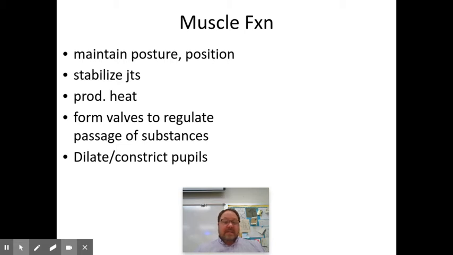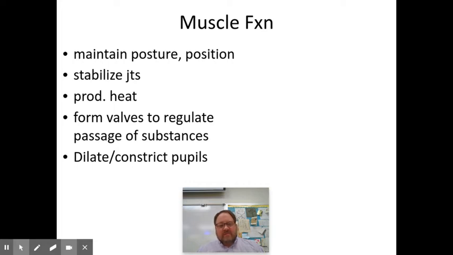Muscles need a lot of ATP to contract, so they have a fairly high metabolism, so muscles can generate heat. That's why people might shiver if they're cold. You get that rapid muscle contraction and increased metabolism helps you produce heat.